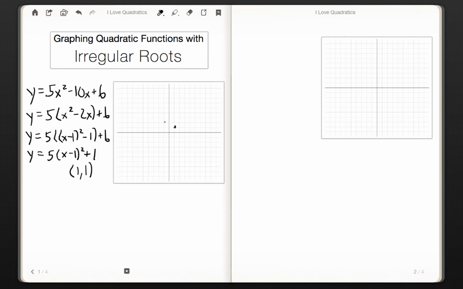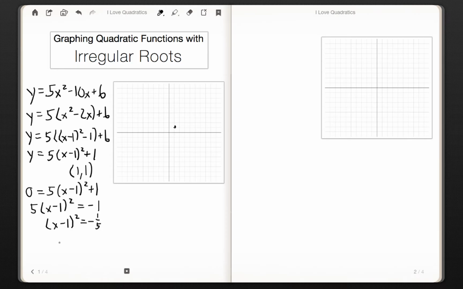Now we want to find the roots, and we can easily do that by continuing with the completing the square process. So we know the roots on this x-axis, that's where y is equal to 0. So now we're going to set 5 times x minus 1 squared plus 1 equal to 0. We replace the y with 0 since y equals 0 for the roots. So now if we move this 1 to the other side, we will get 5 times x minus 1 squared equals -1. Divide both sides by 5.